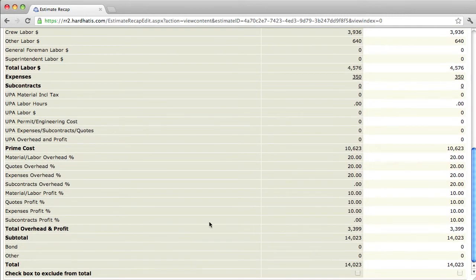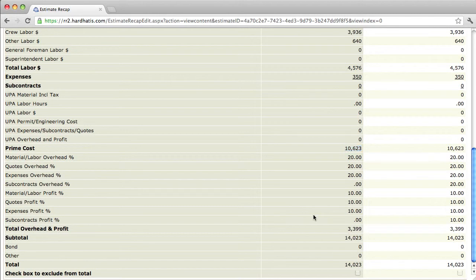But here's the point I wanted to make. Notice it shows the total overhead and profit here is $3,399. Okay? Now that's the total overhead and profit, or that's the total markup. Another way to say it, that's what's in it for you. When you bid the job, if you bring the job in on budget, which is $10,623 as shown in your prime cost, then that's how much profit is in it for you and your company.